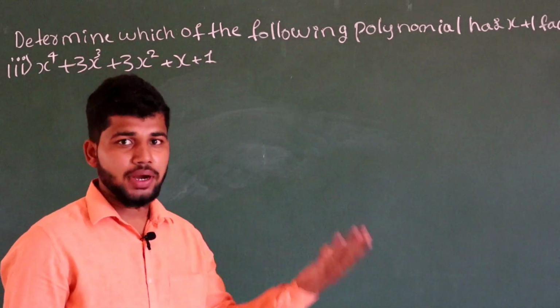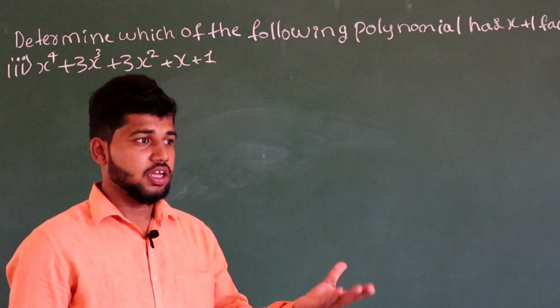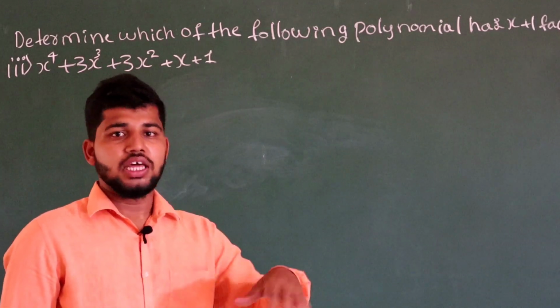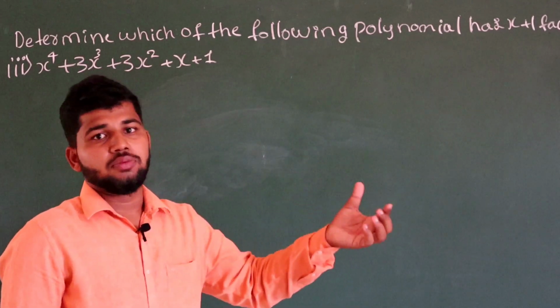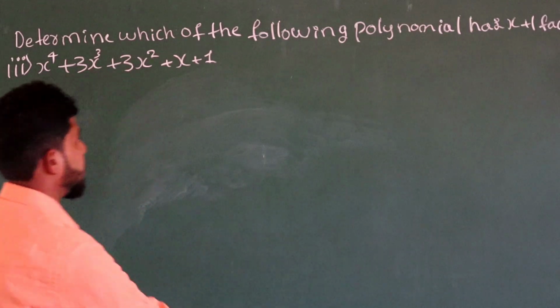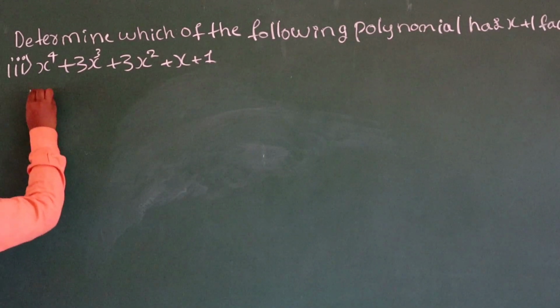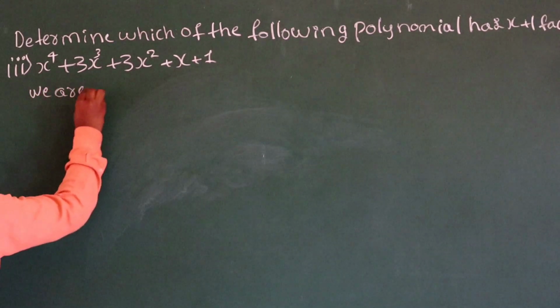Now, you have to find the remainder. First, you have to find the remainder. If the remainder is equal to 0, then we can say that it has x plus 1 as a factor. Now, we are dividing here by x plus 1.